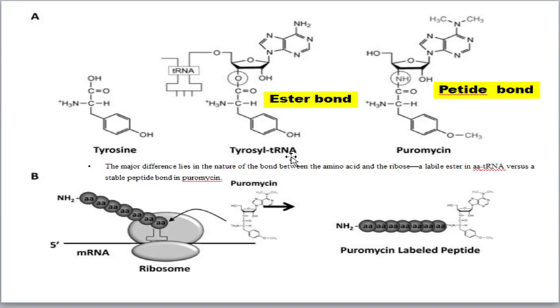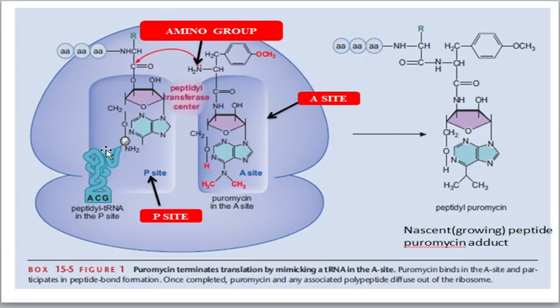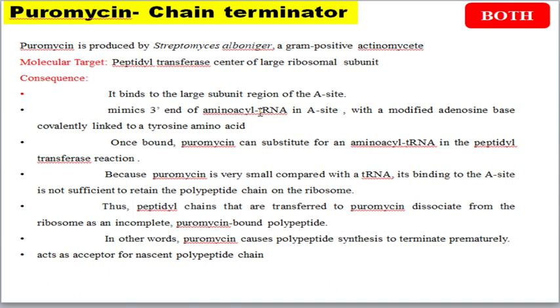Tyrosyl tRNA is nothing but tRNA carrying a tyrosine amino acid. The difference between tyrosyl tRNA and puromycin is the nature of the bond between the amino acid and the ribosome. With respect to tyrosyl tRNA, it is an ester bond, and with respect to puromycin, it is a peptide bond. That's a major difference, friends. Here you can see that half of the structure of puromycin is made up of tyrosine. So that's how it is mimicking the 3' end of the amino acyl tRNA.